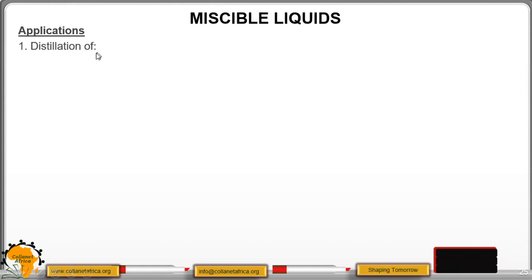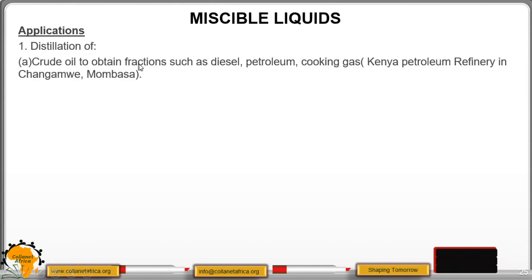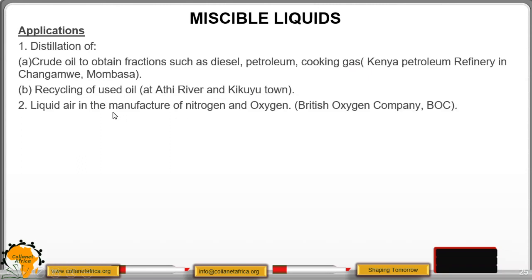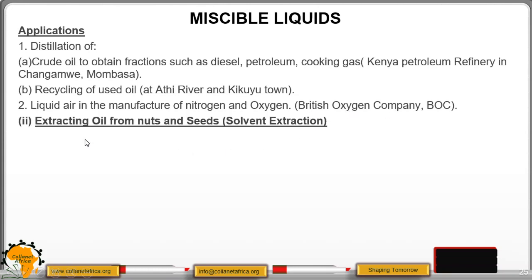Application: distillation of crude oil to obtain fractions such as diesel, petrol and cooking gas are some of the applications of fractional distillation. Then we have recycling of used oil. This is happening at Athi River and Kikuyu town. Then we have liquid air in the manufacture of nitrogen and oxygen, like we have in British Oxygen Company, BOC. Then extracting oil from nuts and seeds. This is a process known as solvent extraction.